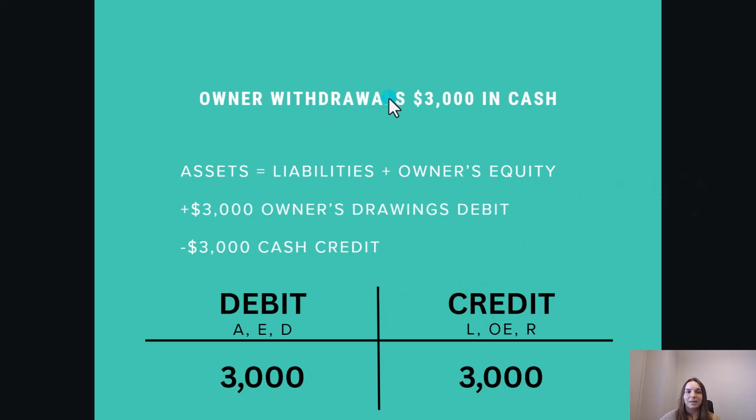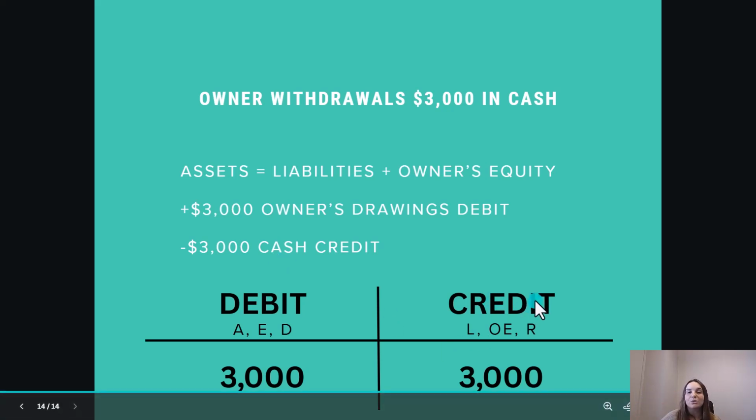The owner withdraws $3,000 in cash. We are going to increase our owner's drawings. So remember, owner's drawings has a normal debit balance right here. We are going to increase it, so we are going to debit the account for $3,000. And then cash is an asset. It has a normal debit balance, but we're decreasing it, so we are going to credit it. So our debits always equal our credits.